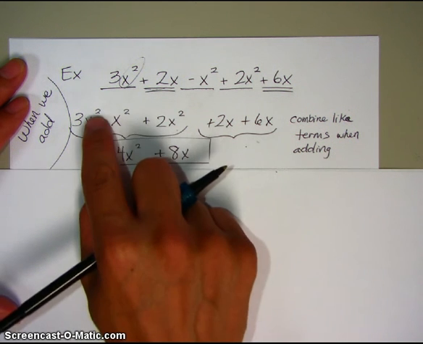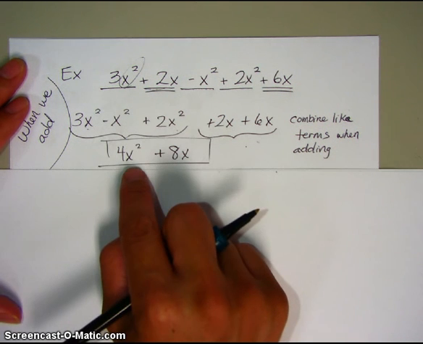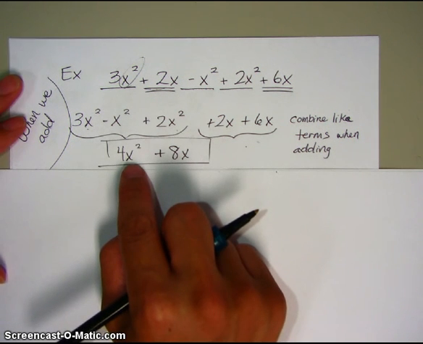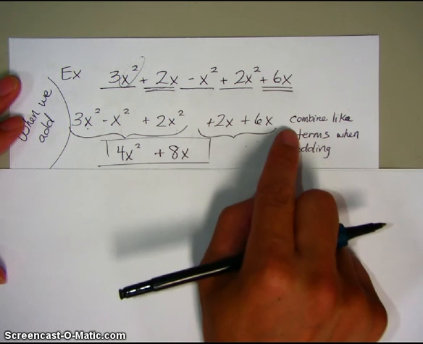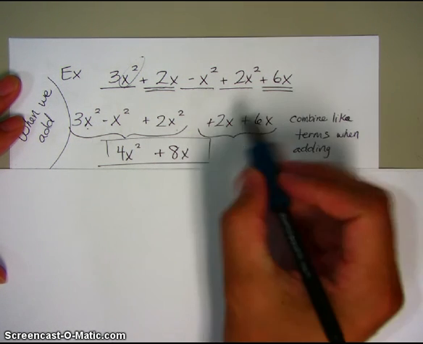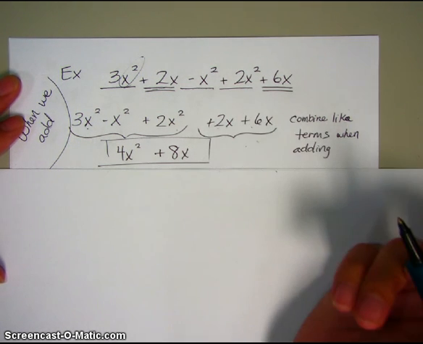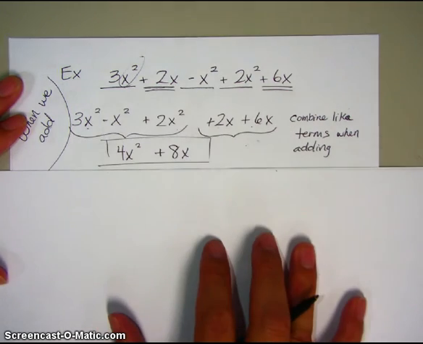I do nothing with the exponent. The exponent stays the same. It just remains to the second power. Versus over here, this is the first power, and those stay the same. The only thing that changes is the number up front, the coefficient. So that's when we're just adding or subtracting.